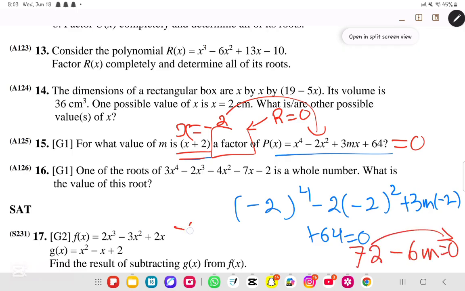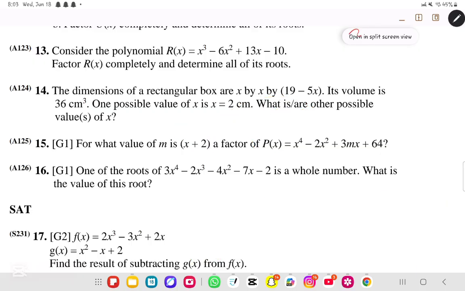Move this to the other side. Minus 6m is equal to minus 72. So m is equal to minus 72 divided by minus 6, which is 12. So very simply, m is 12. We'll move on to question number 16.